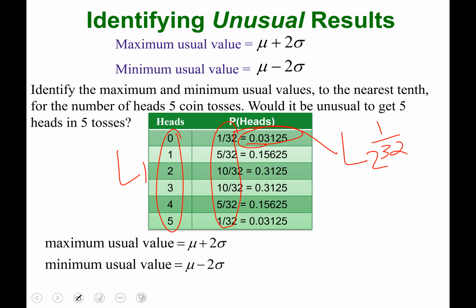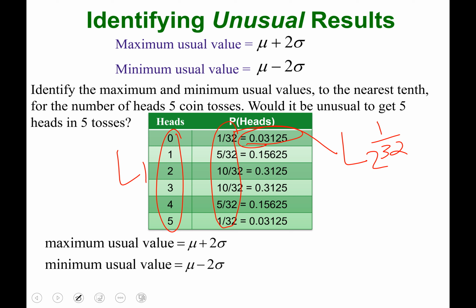Next one, hit 5 divided by 32. Next one, 10 divided by 32. Next one, 10 again divided by 32. Next one is 5 divided by 32 again. And finally, 1 divided by 32 again. Okay, we're going to now hit Stat Calculate and run one variable stats. We're going to run it off list 1 and list 2. And I just ran mine.